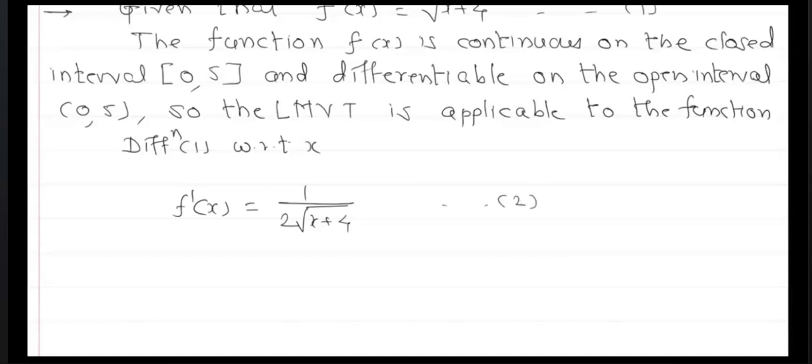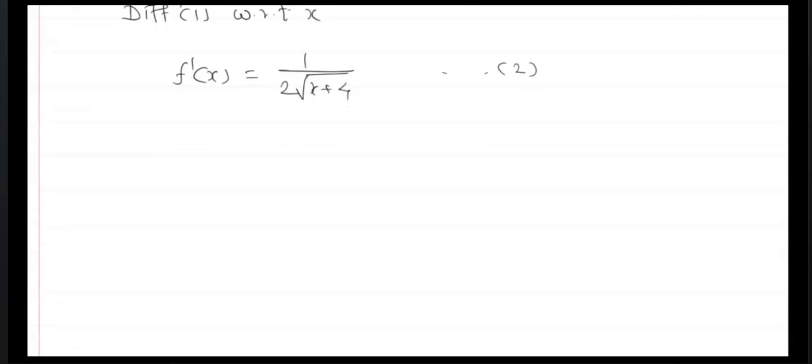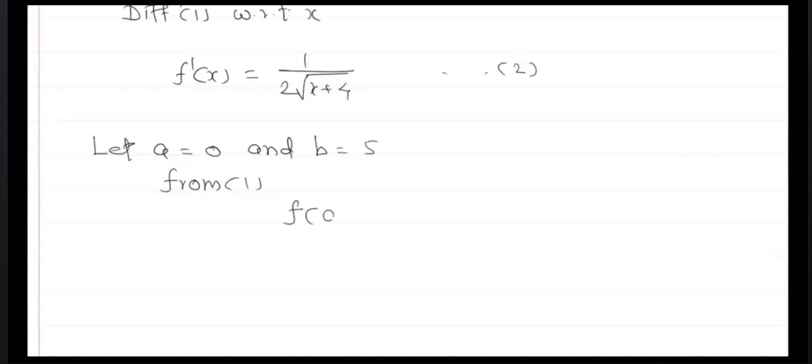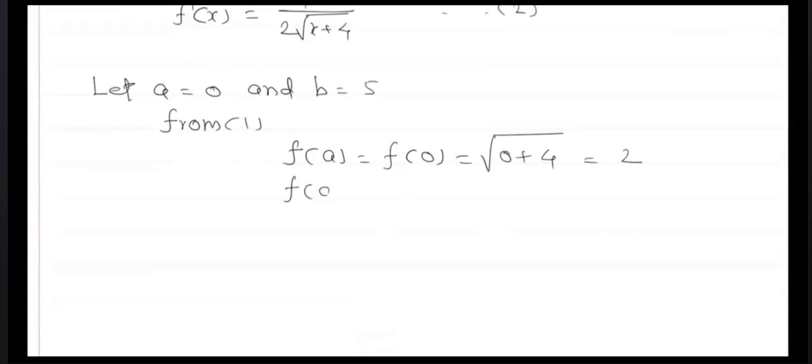Now differentiate this with respect to x. F dash of x is equal to 1 upon 2 times root of x plus 4. Now let a is equal to 0 and b is equal to 5. We'll find out their values. f of a, that is f of 0, is 2.